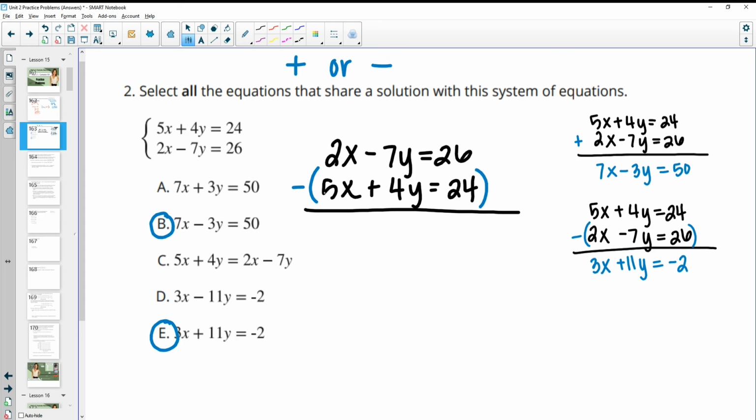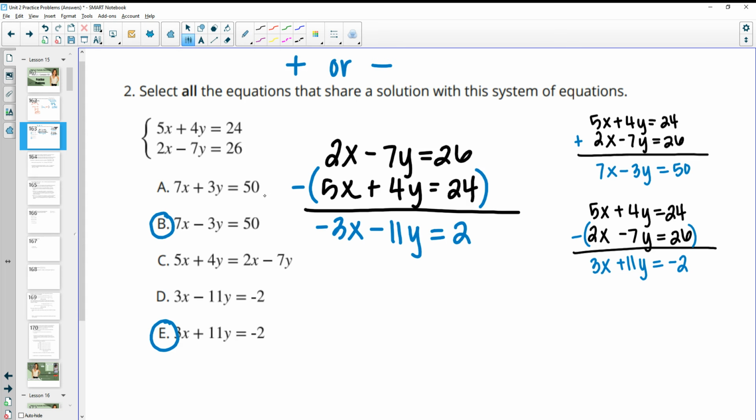So we can subtract these this way. Now we're doing 2 minus 5. So 2x minus 5x is negative 3x. Negative 7y minus 4y, so negative 7 minus 4 is negative 11. And then 26 minus 24 is positive 2. So that's another way we could subtract it. Now that one's not on here, so that's not one of our solutions here, but it is one that would work.